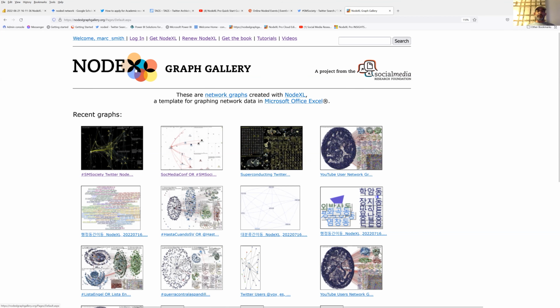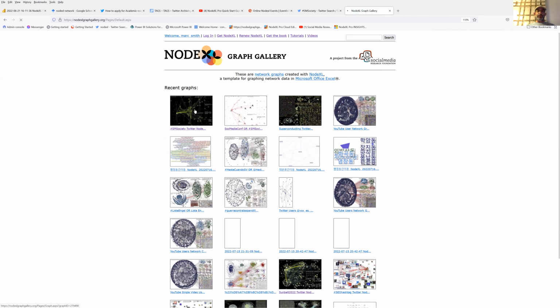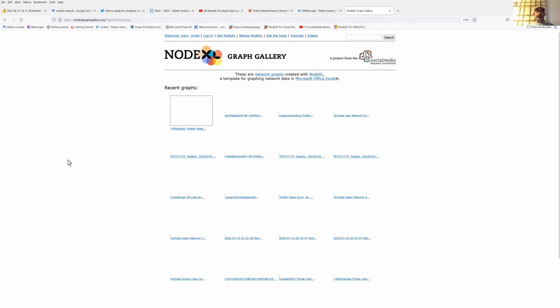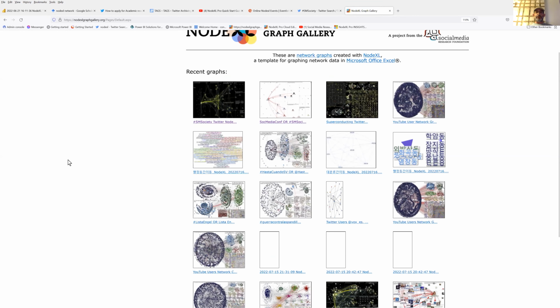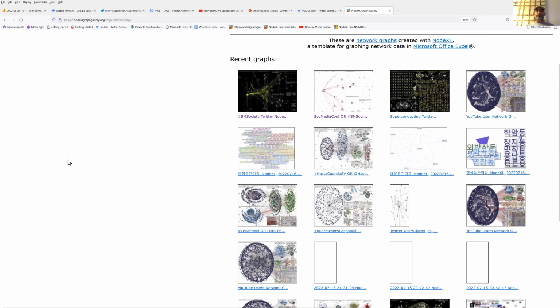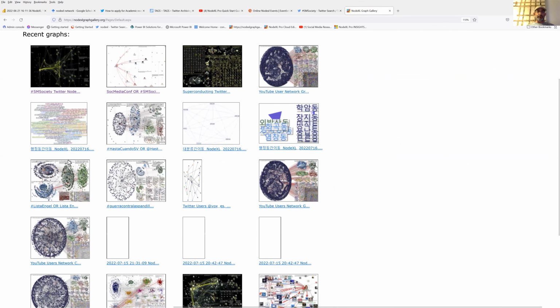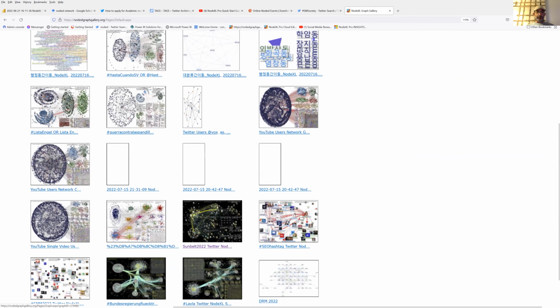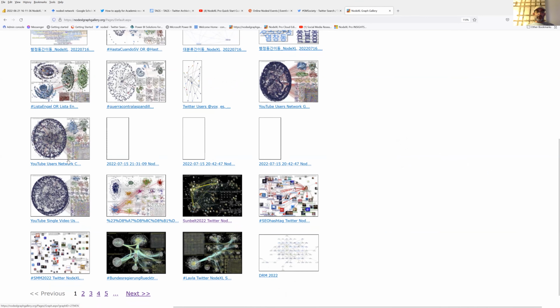Here at the NodeXL Graph Gallery, what you'll see are a collection of little thumbnails. These are all network data sets that have been collected by users of NodeXL. You can think of this as a kind of Instagram for graphs. We were going to call it Instagraph, but we got very frightened and decided we wouldn't take the chance.